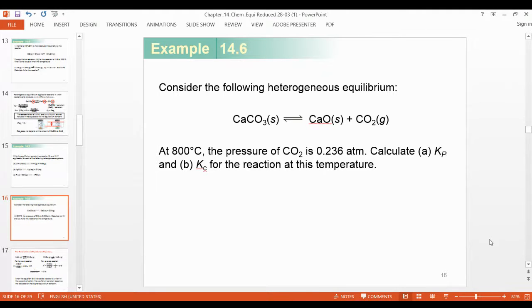First you calculate Kp, right? Kp is equal to, for this, because solids you never add, so you will get the pressure of carbon dioxide. So Kp is equal to 0.236 atmosphere, you get it, right? Once you know the Kp, then what formula will you use to get the Kc?